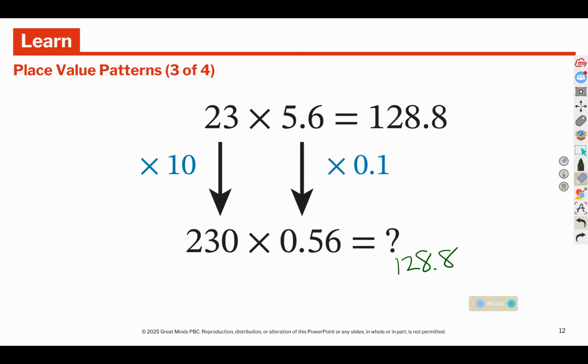Just like in the rectangles in the first part of the lesson, when we doubled the length and took the width in half, we still got the same area.